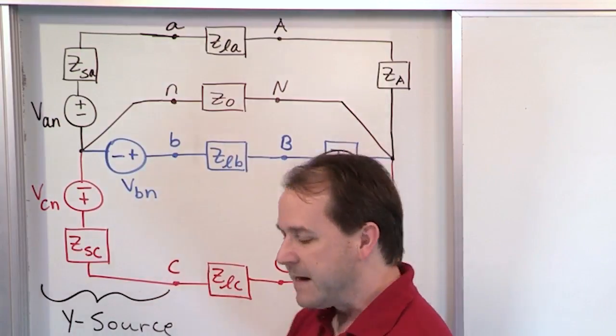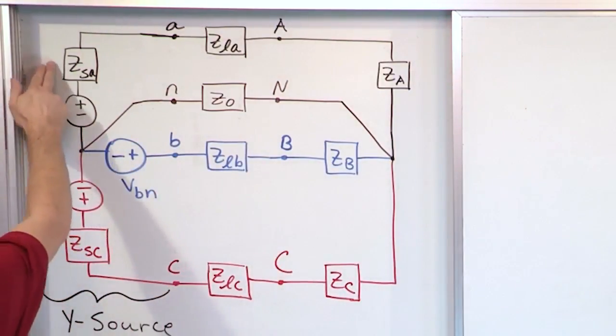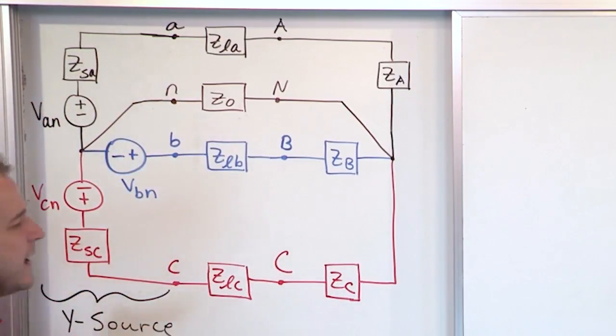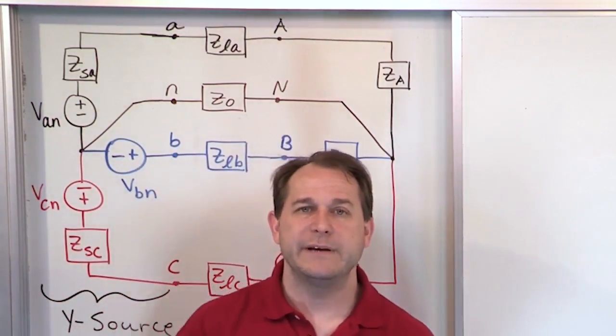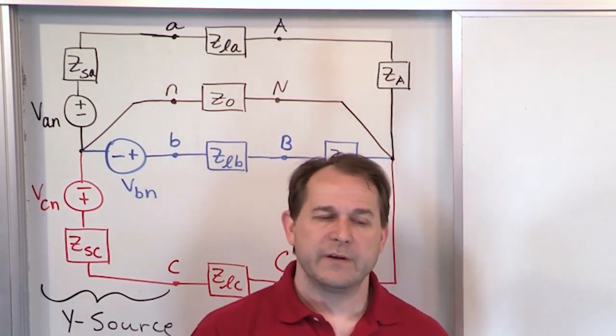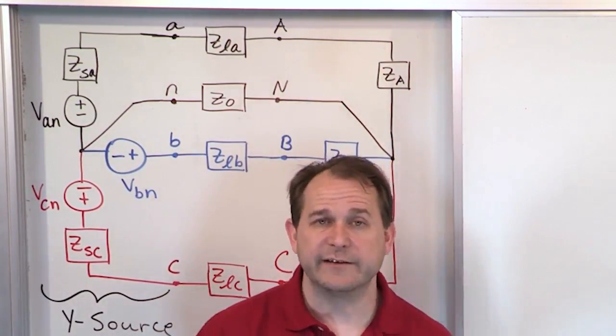All right? Now notice that along this A path here, we also have an impedance. This is the impedance of the source. Remember, every real source has an impedance in the winding, because they're all coils. So you have a resistance and usually an inductance associated with that.